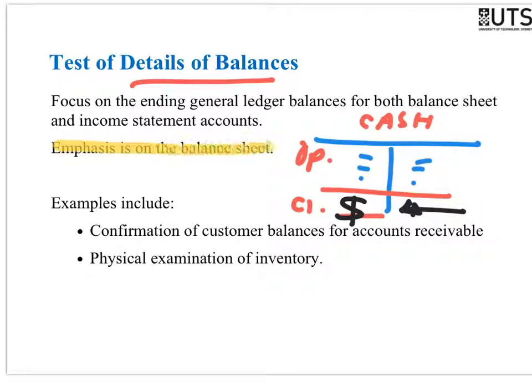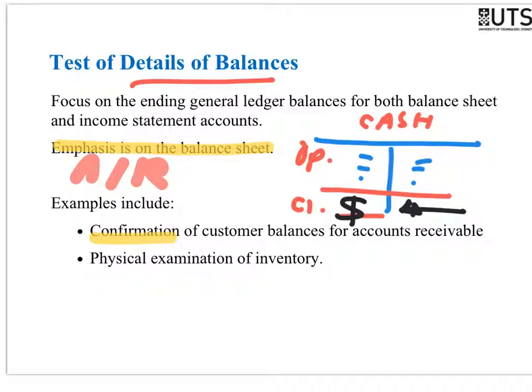The first thing I'd like to mention is this is mainly done for balance sheet accounts. In particular, we do it for two main balance sheet accounts. The first one is cash, hence why I used that example. The second one is accounts receivable. Okay, they're the two that we usually focus on testing the total. Not to say that you can't do it for other ones, but they're the main two.